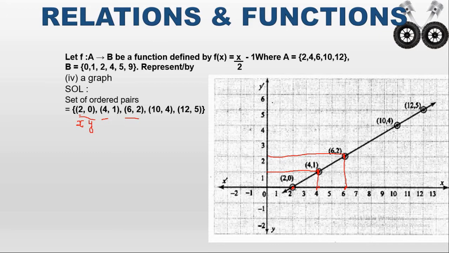So what is the next pair? 10, 4. So the x value is 10, so you will be here on the x-axis, and the y-axis is 4. So you will be here. So the x-axis and the y-axis meet at this point. So this is 10, 4. So what is the next one? 12, 5. So x-axis is 12 and y-axis is 5. So here the x-axis and the y-axis meet at that point. So this is 12, 5.